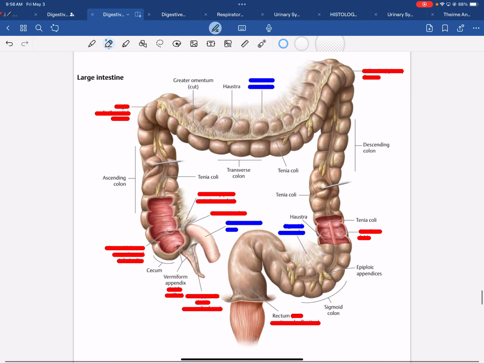All right. What is the function of the Tenia coli? It creates the haustra. Yeah, it contracts to create haustra. It aids in peristalsis because it's just a thickened region of the outer longitudinal layer.